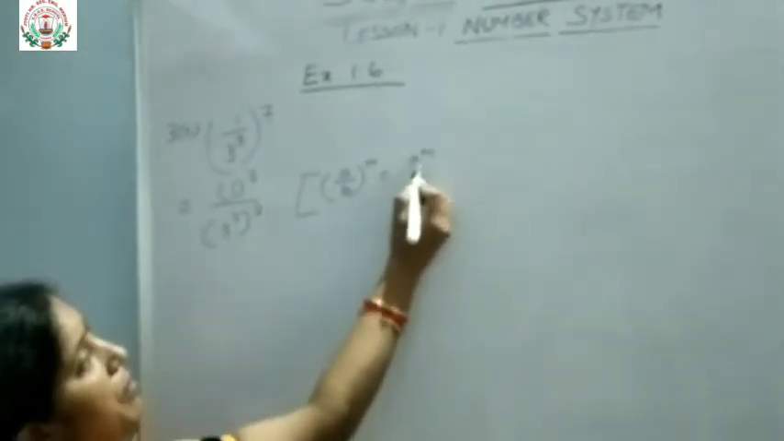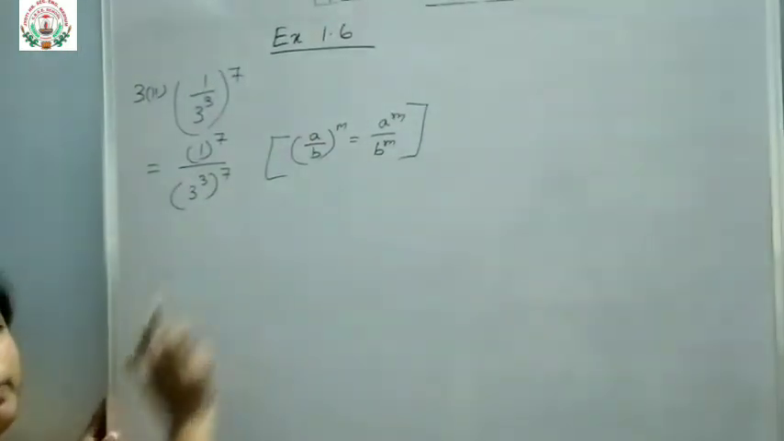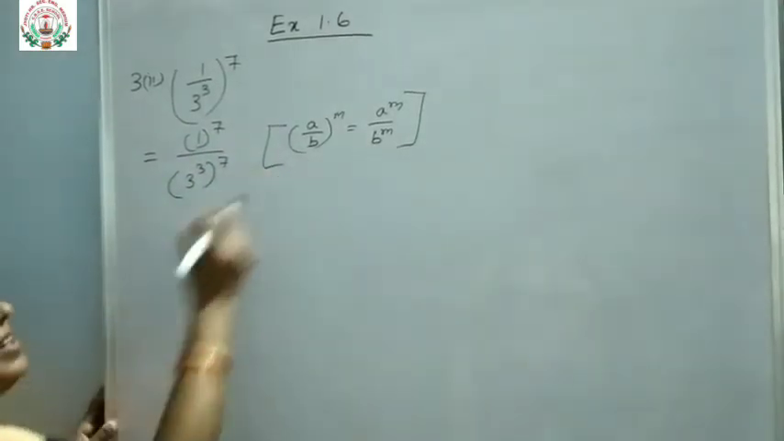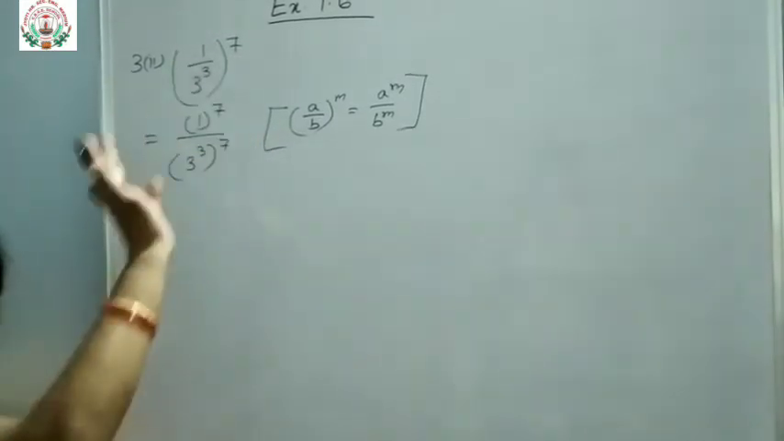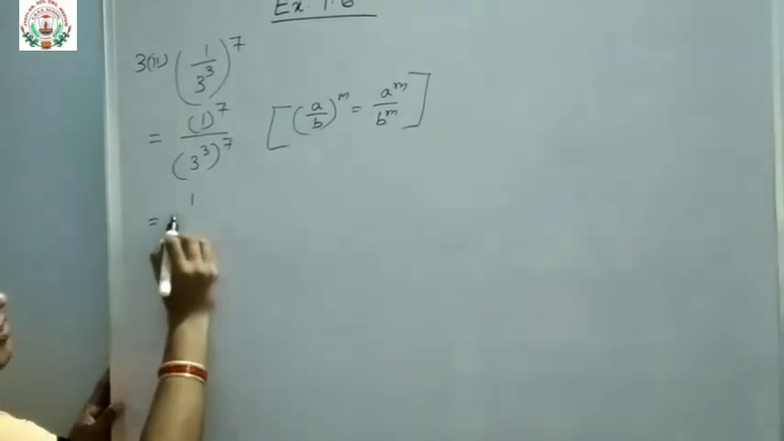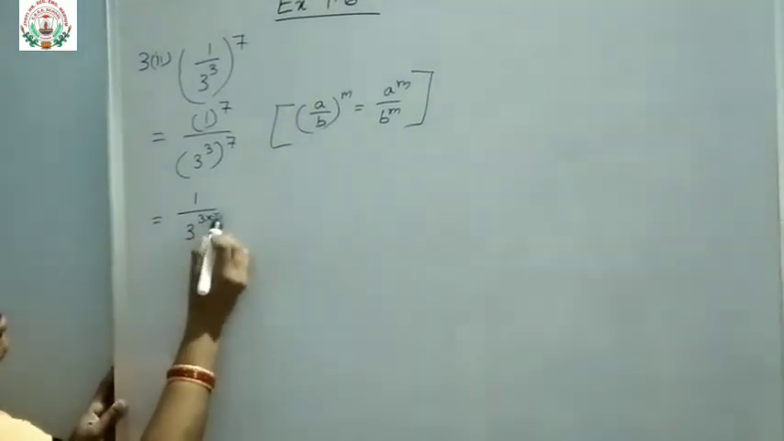A to the power m upon b to the power m. Clear? So the power is the same, that is m only. Here this is a, this is b. The same way you will write. So now 1 to the power any number will be the same, 1 only. So the numerator will be 1. The denominator is the same, 3 into 7.